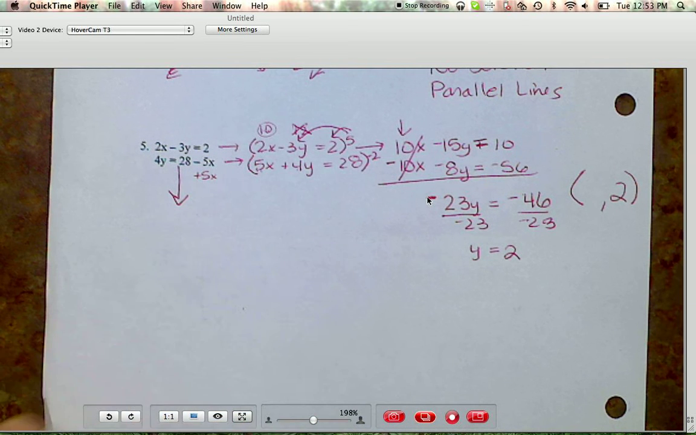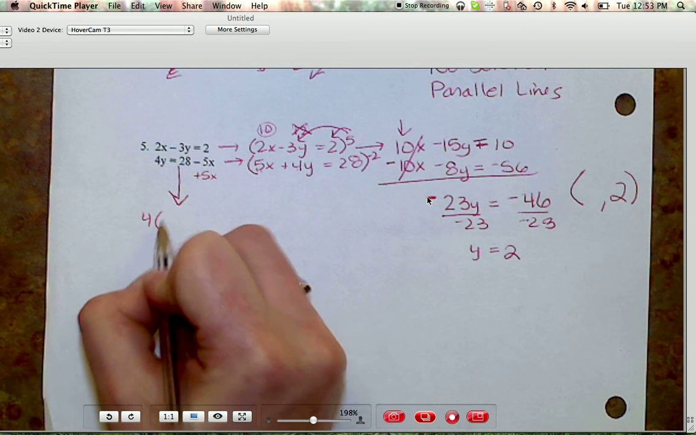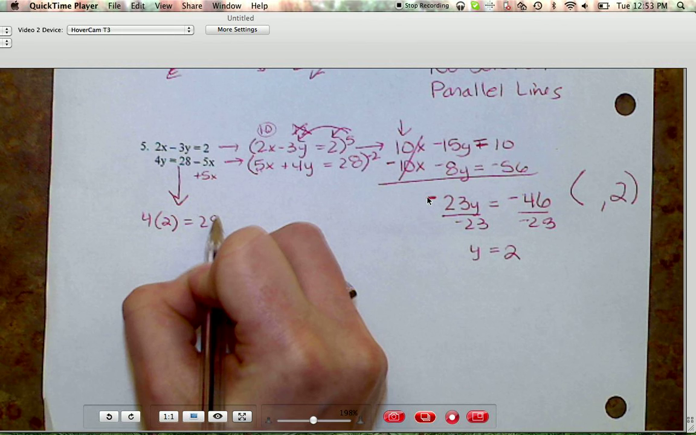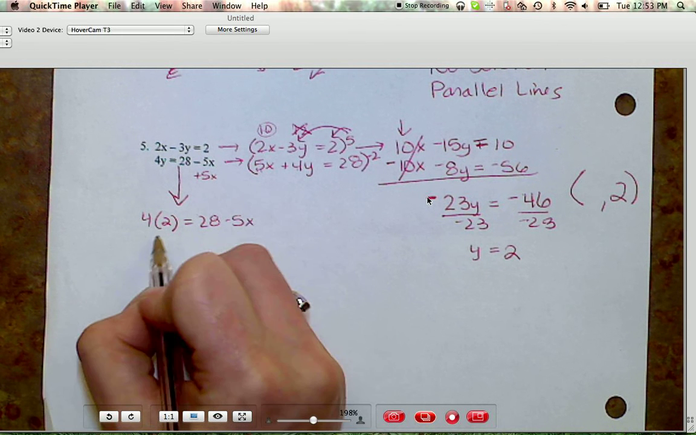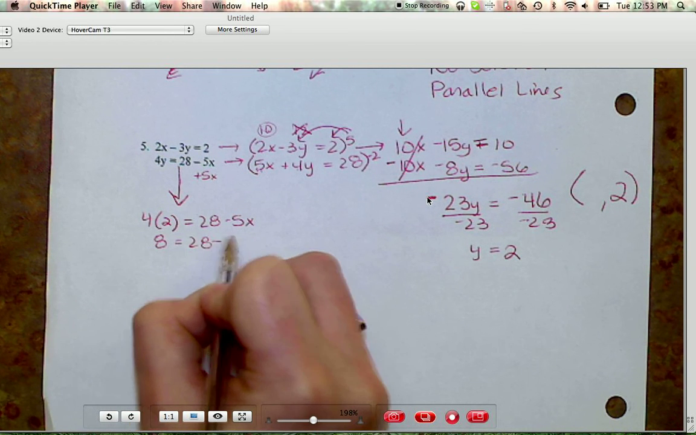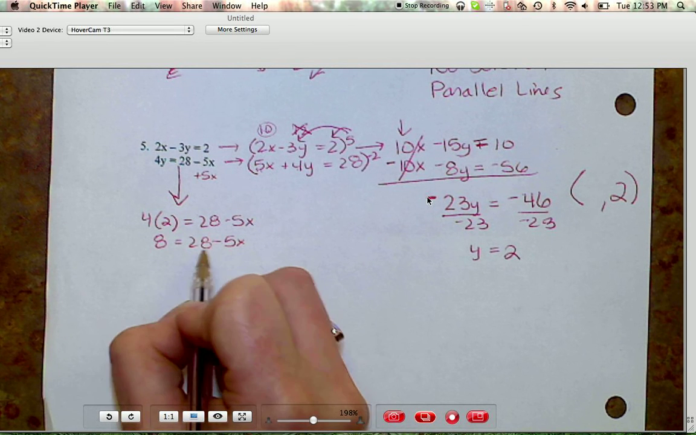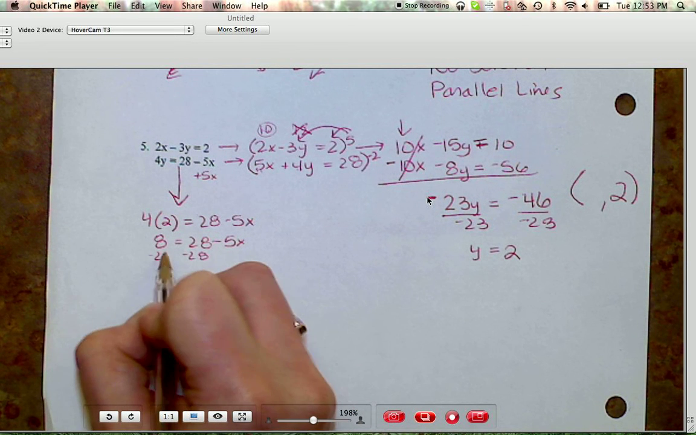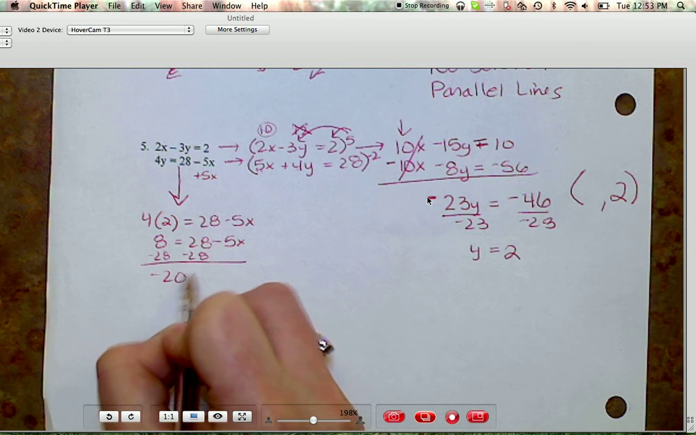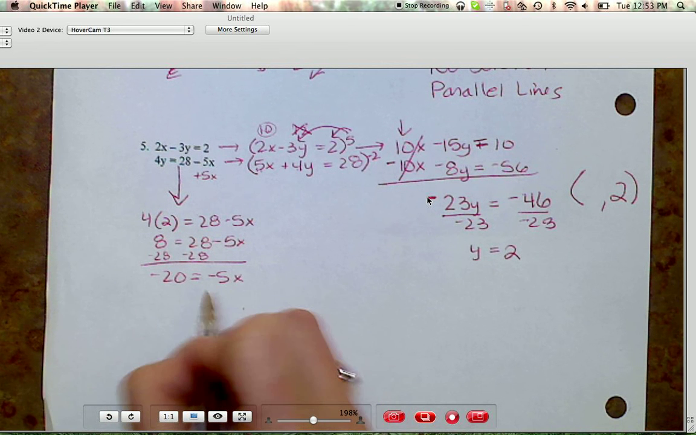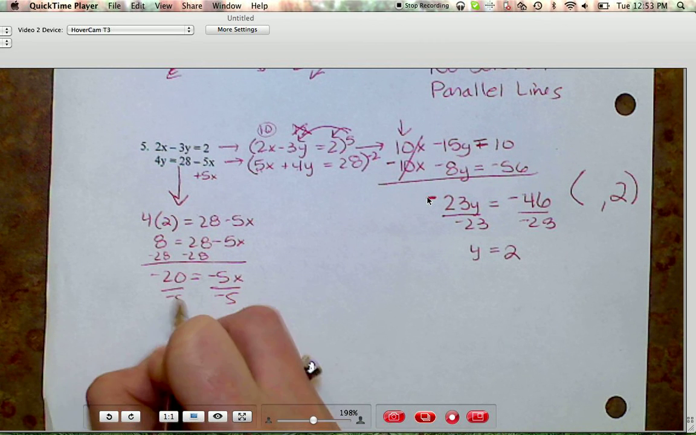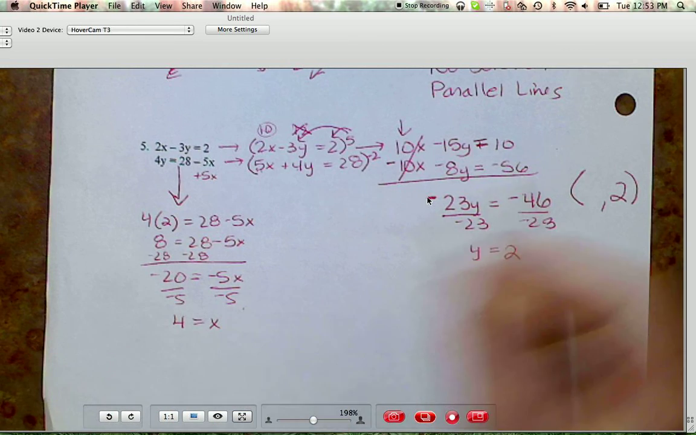I'm going to go here and figure this one out. 4 times 2 equals 28 minus 5x. That's 8. Just rewrite everything else. Subtract 28, and I get negative 20 equals negative 5x. Divide by negative 5, we get 4 equals x.